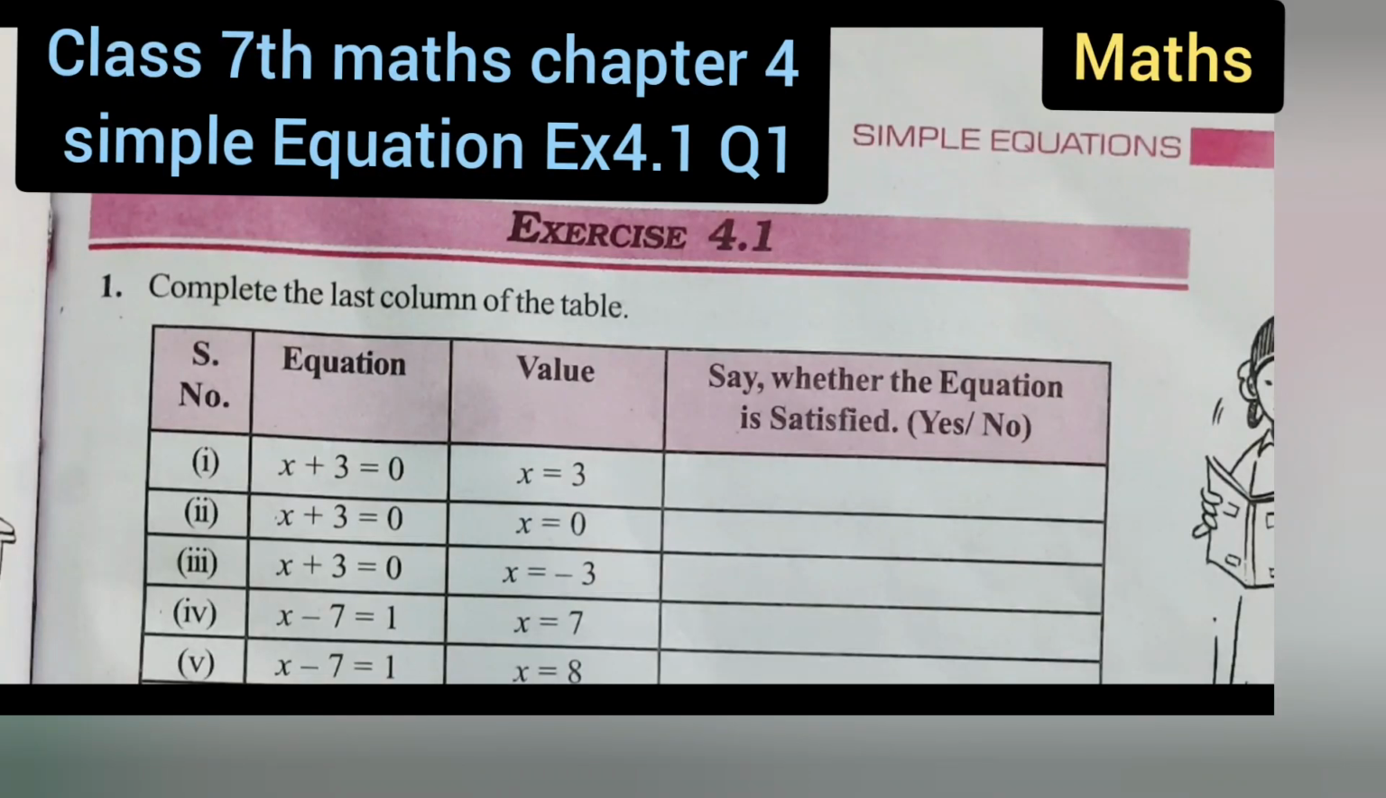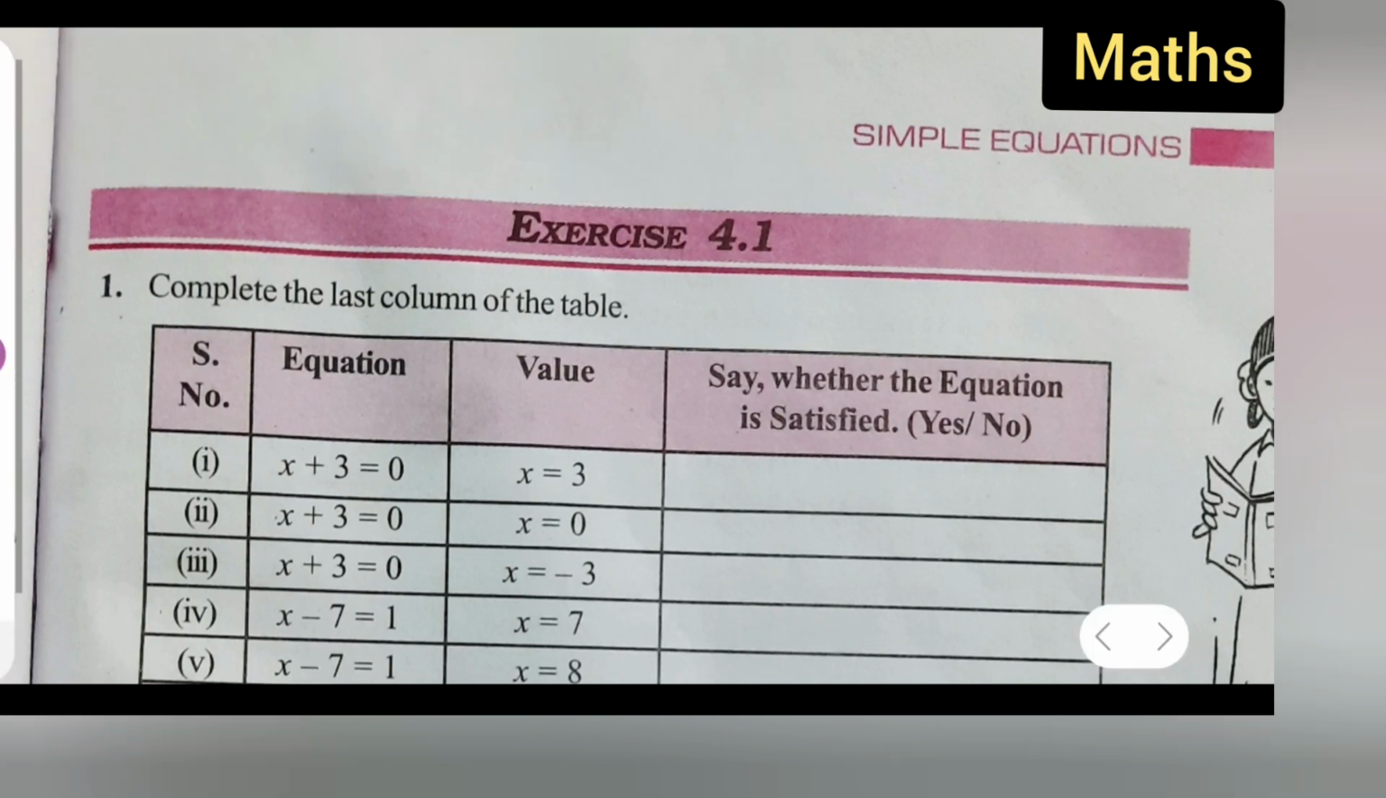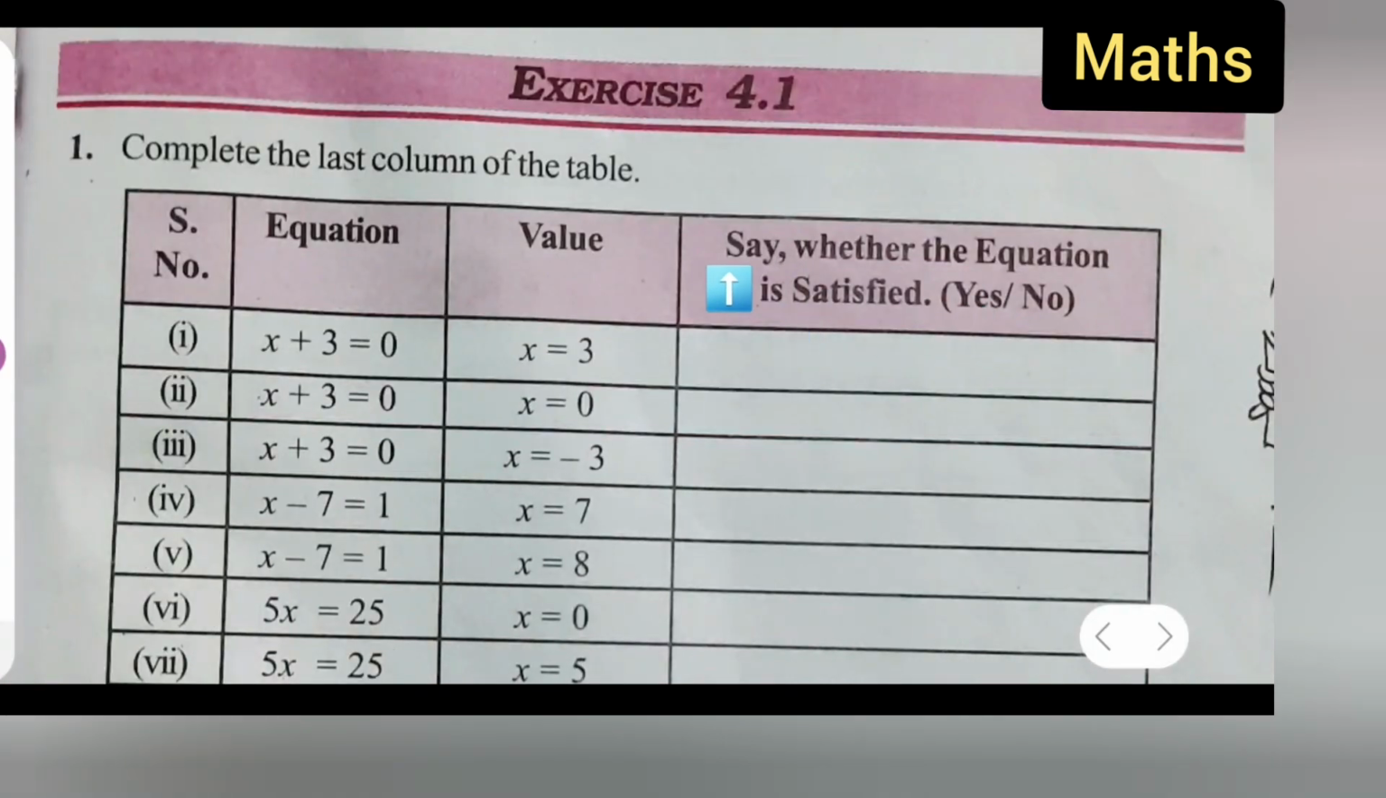So this is for class 7th mathematics, chapter 4, simple equations, exercise 4.1, question number 1. So I will be solving exercise 4.1 question number 1 today. First, what I'll do is take down the question. Complete exercise 4.1, complete the last column of the table. So you have to complete this table.